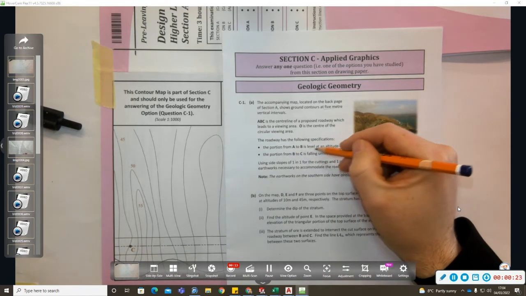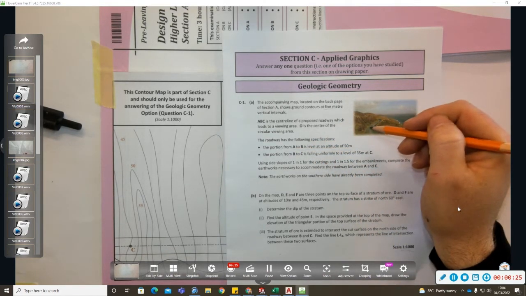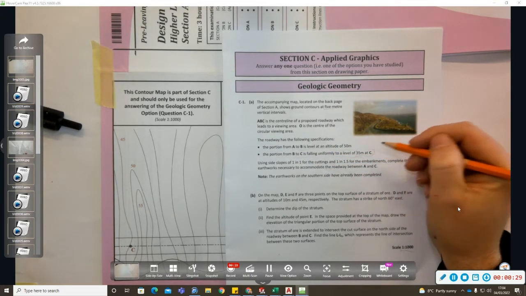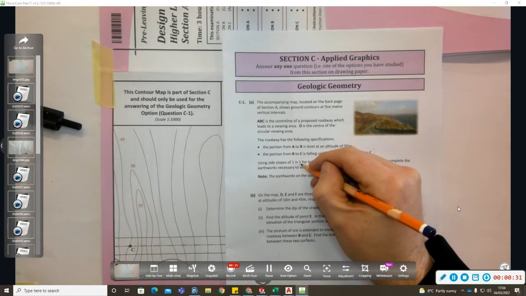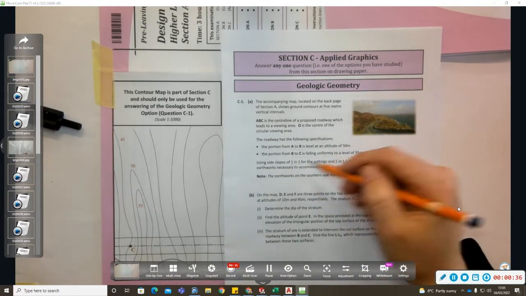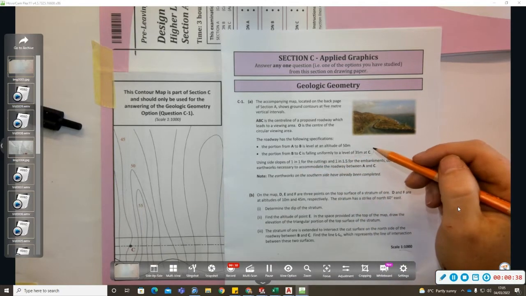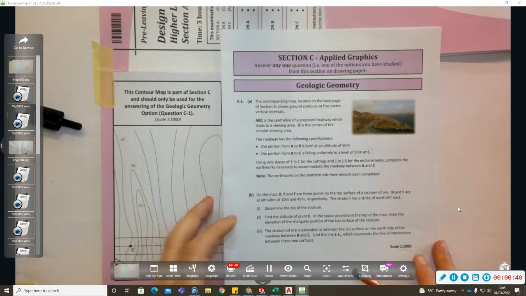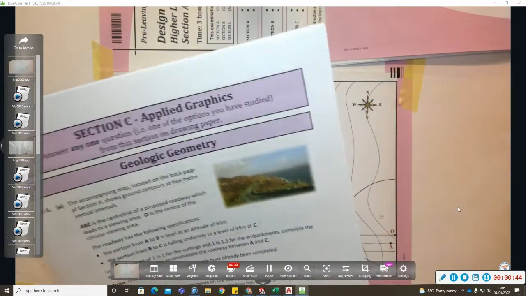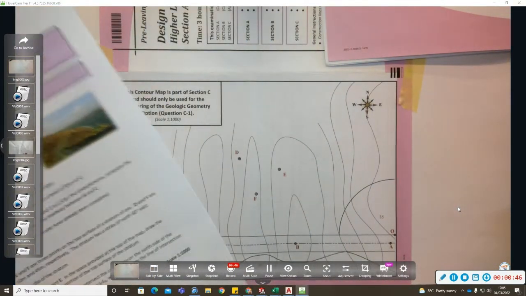A to B is level at an altitude of 50 meters, B to C is falling uniformly at 35 meters. Slopes 1 and 1 for cuts and 1 and 1.5 for the embankments. Complete the earthworks necessary to accommodate the roadway between A and C, and B, the southern side is already done.